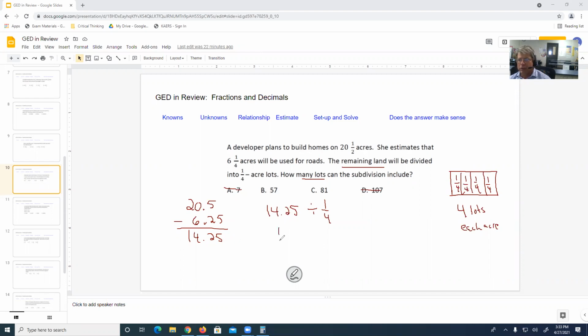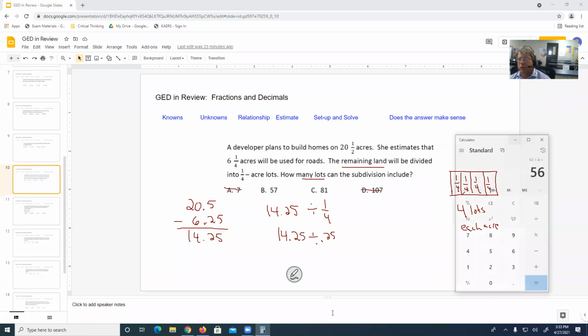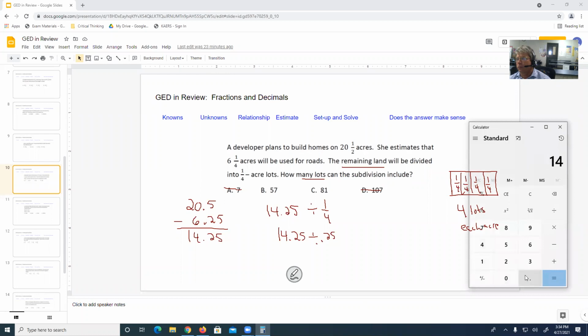You also could actually just type into your calculator 14.25 and divide that by 0.25. That would be probably the easiest way to do it. Just do that division, letting the calculator worry about it. So if I do the calculator 14.25 and I divide it by 0.25, that does give me my 57. So that math does play out there.